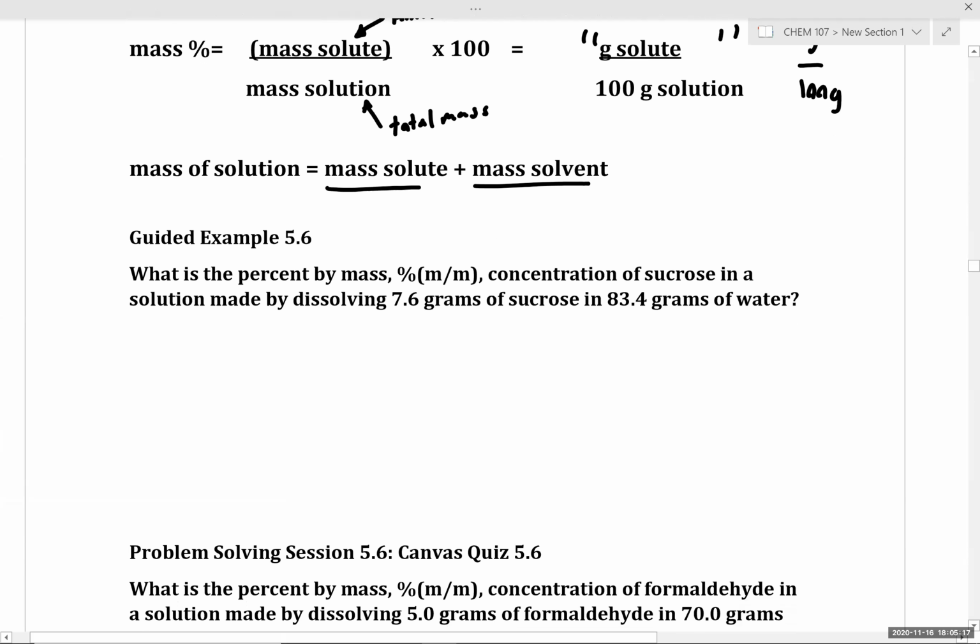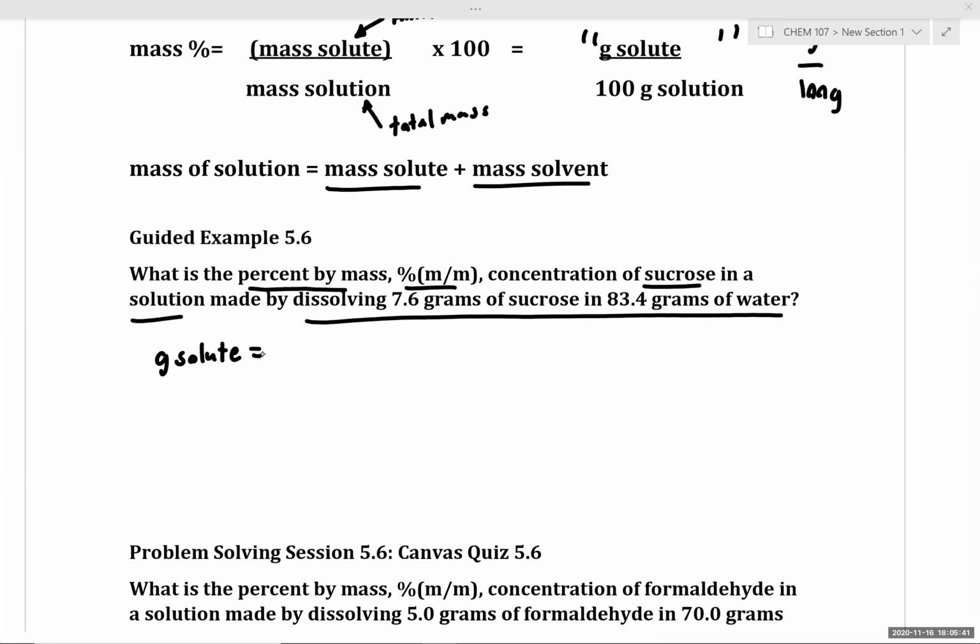In this case, we're asked, what is the percent by mass concentration of sucrose in a solution made by dissolving 7.6 grams of sucrose in 83.4 grams of water? Okay, so let's define what we know. What is our solute in this case? What is our minor component of this solution?